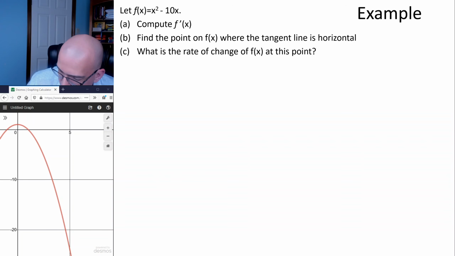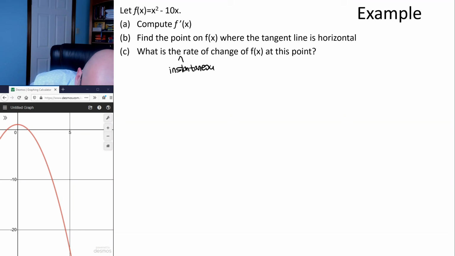All right, this question has 3 parts. We're given a function, x squared minus 10x, and we're asked first to find the derivative, then to find the point where the tangent line is horizontal, and then to find the rate of change of the function at this point. Oh, and there's a typo. What is the instantaneous rate of change of f of x at this point? Typo.